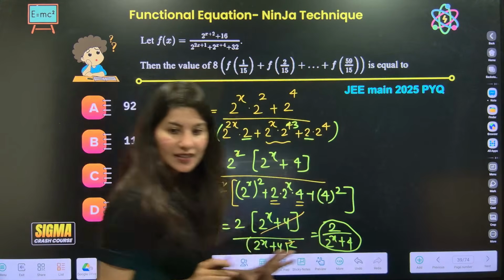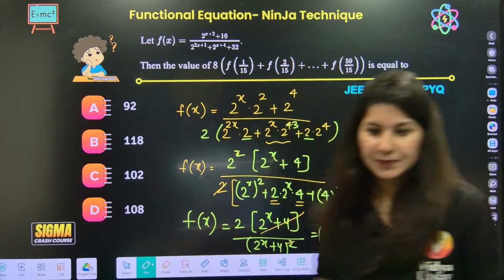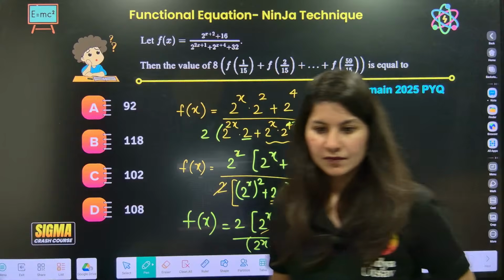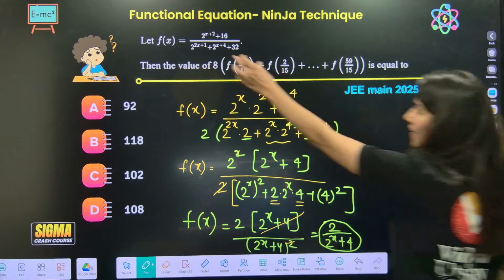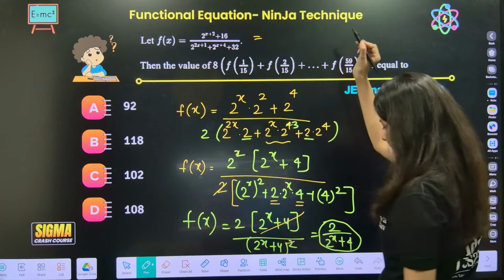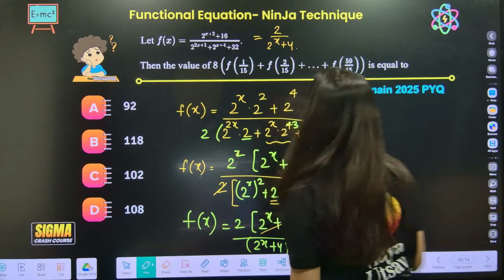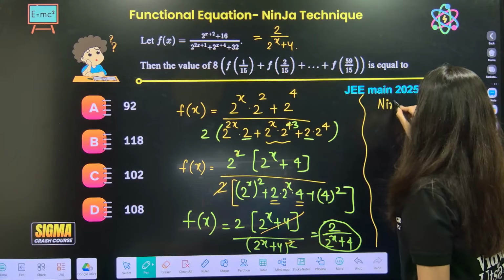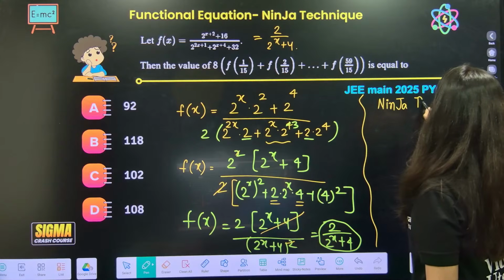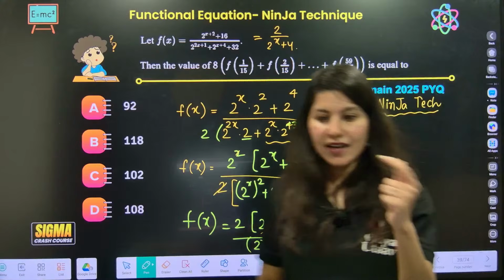Easy peasy, right? Till now easy? Yes? Okay. This is your fx. See, fx is becoming what? Tell me. Ma'am, 2 upon 2 power x plus 4. Correct? Now ninja technique. Let's apply ninja technique. Ready for ninja technique, everybody?